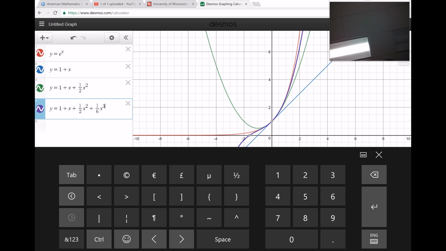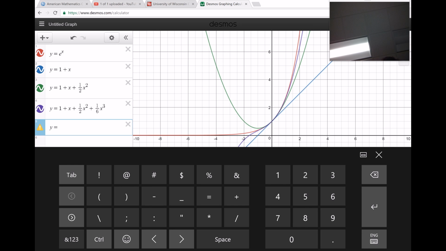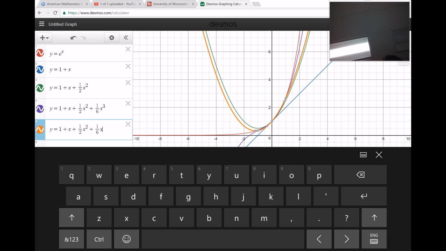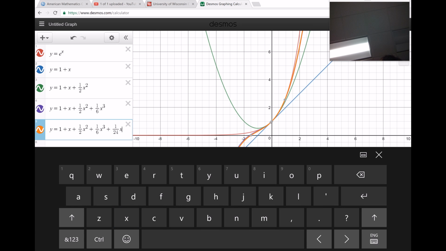Alright, so let's look at the next one. What we got is y equals 1 plus x plus 1 over 2 x squared plus 1 over 6 x to the power 3 plus 1 over 24 x to the power 4, right? No, x to the power 4. X squared, 3, 4.